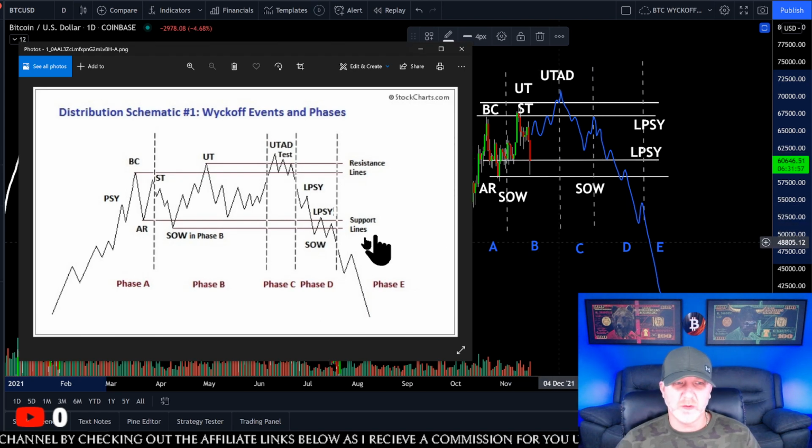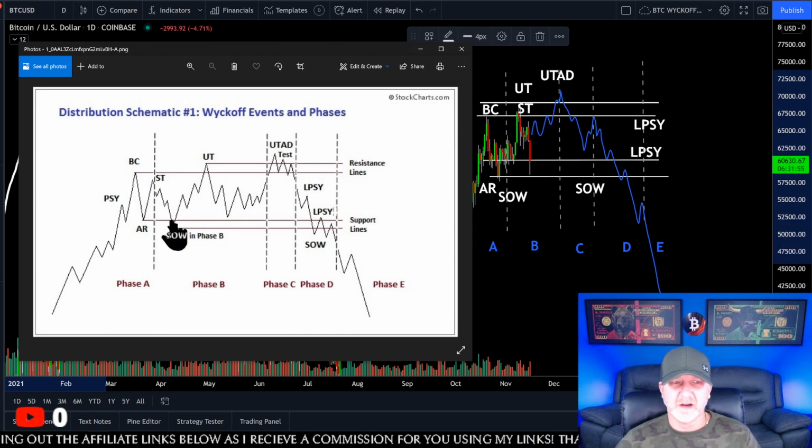And as of right now, we would be in wave B, which is in here. We would probably be somewhere right around here. Get that next leg up.